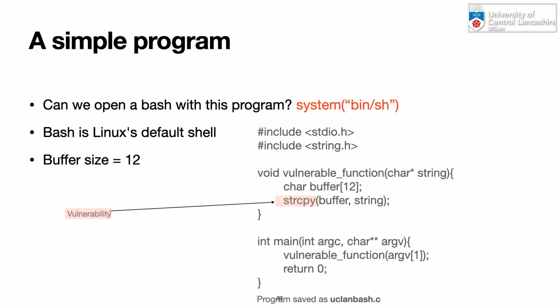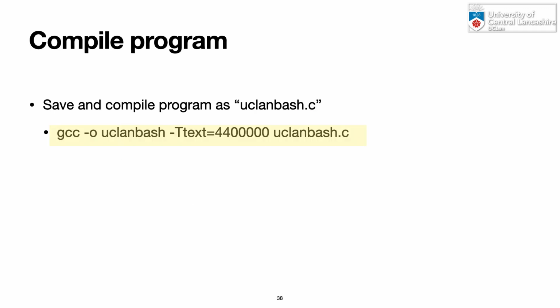This is a vulnerable program that we're going to exploit. This program simply copies a string into a buffer of size 12. We will use the vulnerability in this program to launch a bash shell, which is equivalent to passing /bin/sh to the system function. This is how the program is compiled using GCC.